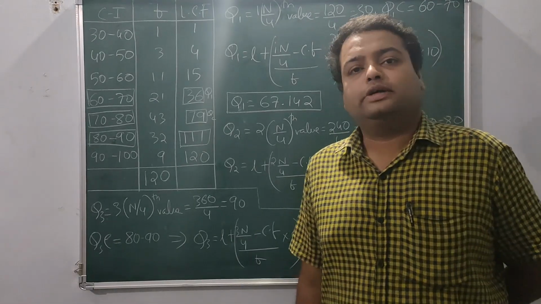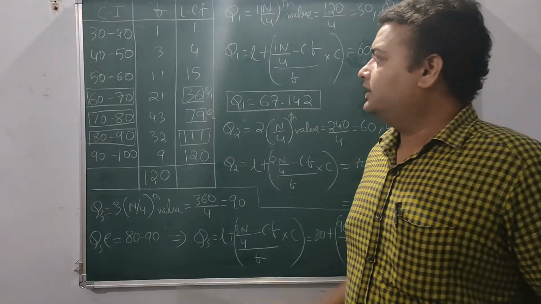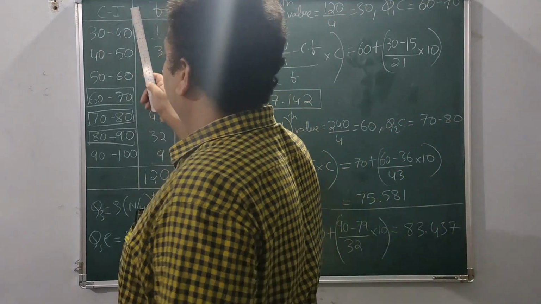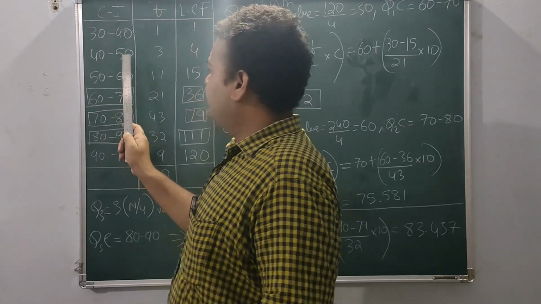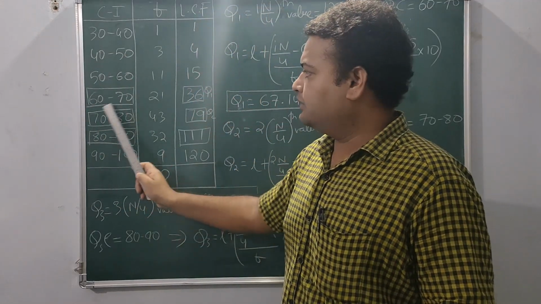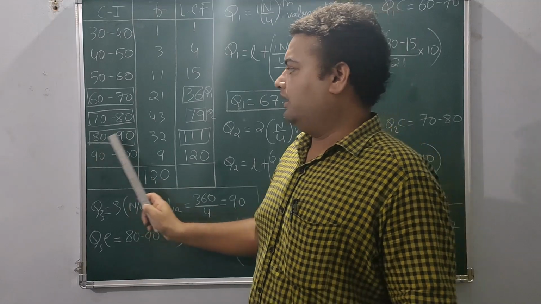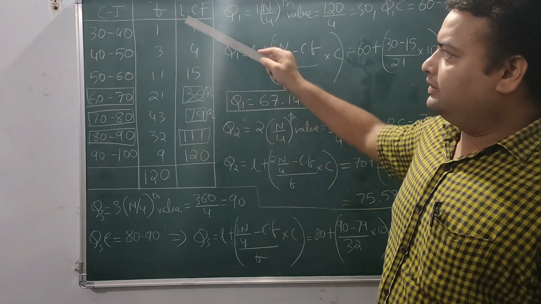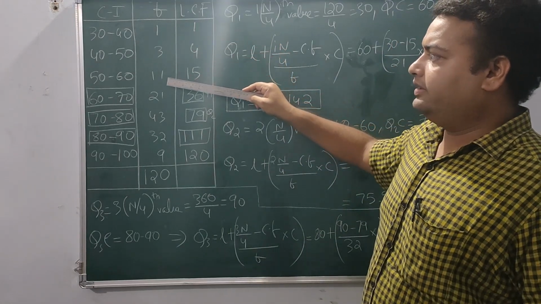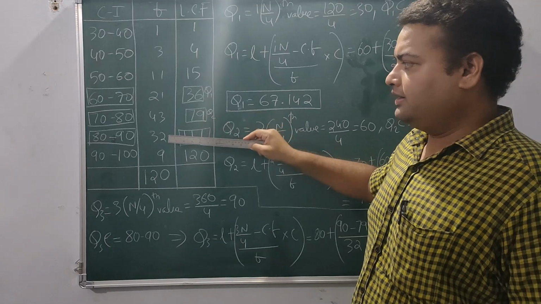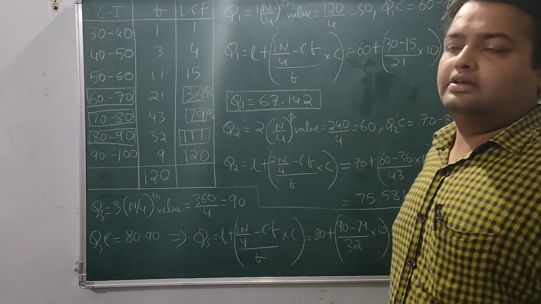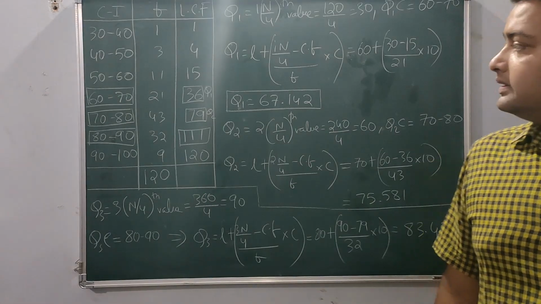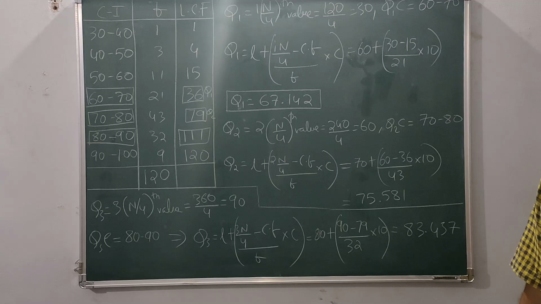Yes, so let us look at another example here. Here we have continuous data. Our given class intervals are 30 to 40, 40 to 50, 50 to 60, 60 to 70, 70 to 80, 80 to 90 and 90 to 100. Frequencies are 1, 3, 11, 21, 43, 32 and 9. So here we have continuous data, and therefore the calculation changes a bit for finding all three quartiles here.